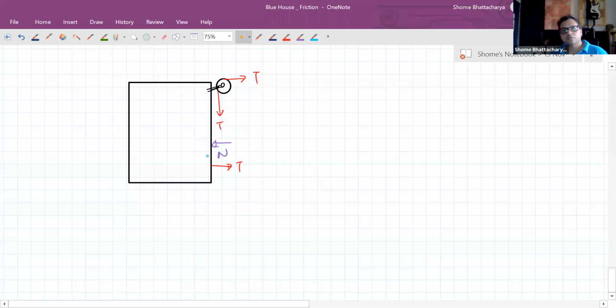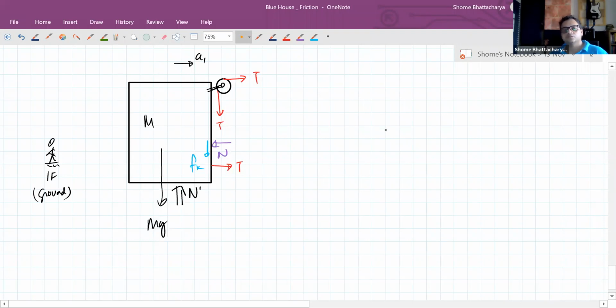As it slides down, it will apply a downward frictional force, kinetic friction, on this. And of course, the block has its own weight, capital Mg, and the ground is applying some normal reaction on it, let's say N prime. Under the action of all of this, this has an acceleration A1 in the inertial frame, the ground frame. Okay, this is our capital M free body diagram.